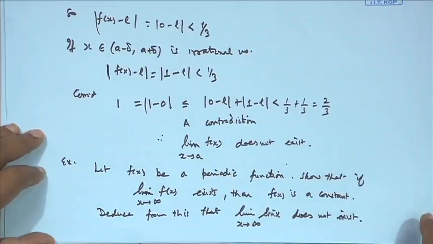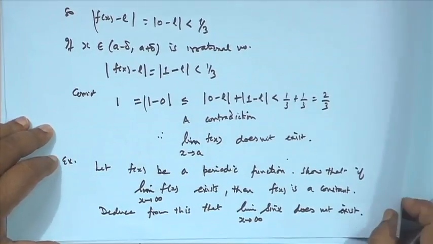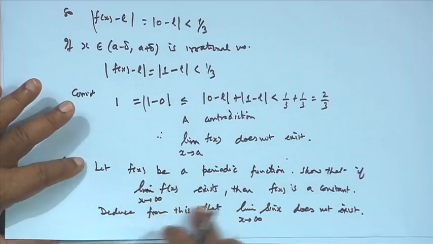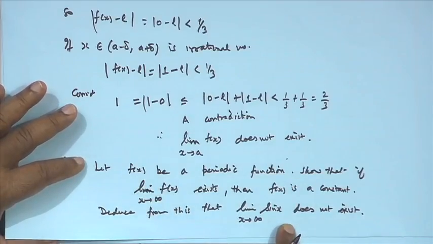So, for every periodic function f, the limit of that function when x approaches infinity does not exist, unless it is constant. This we wanted to prove here. Once we show this result, obviously, the second part follows immediately, because sin x is a periodic function of period 2 pi.